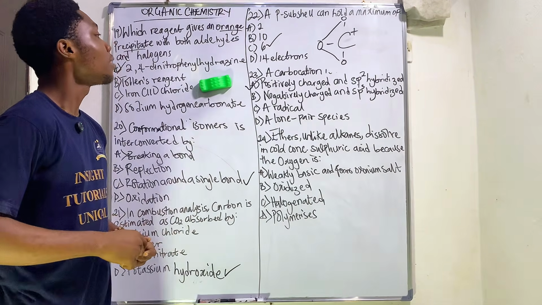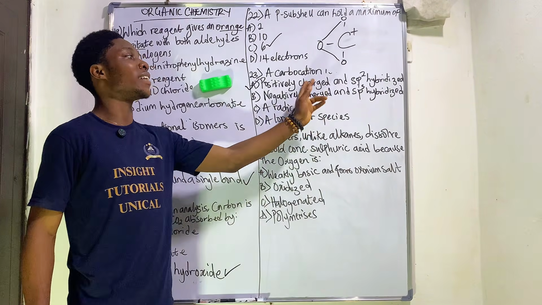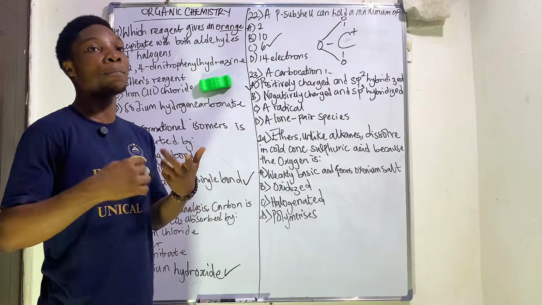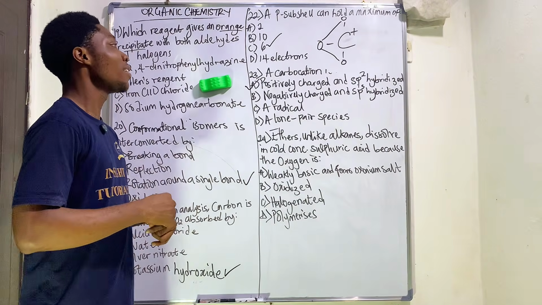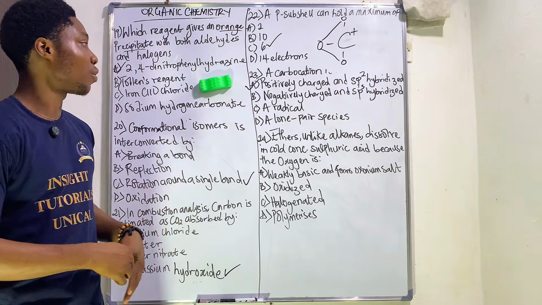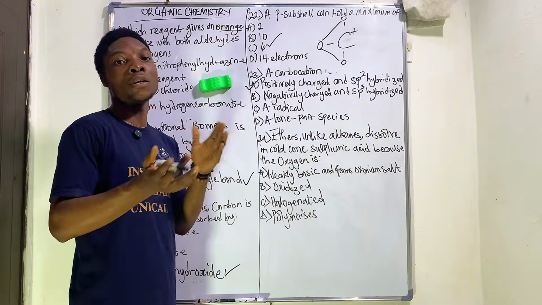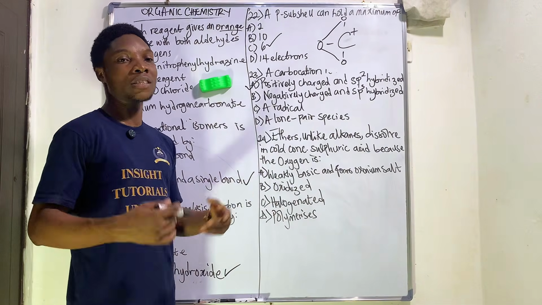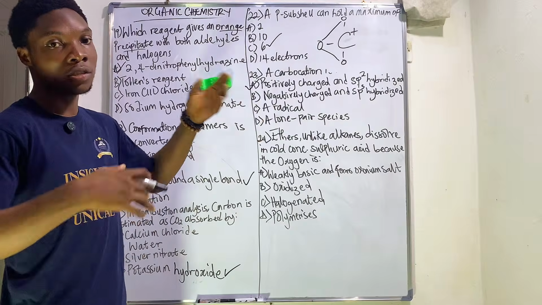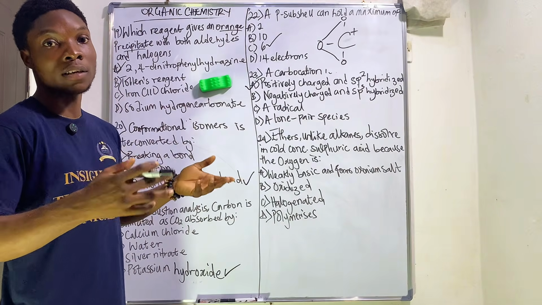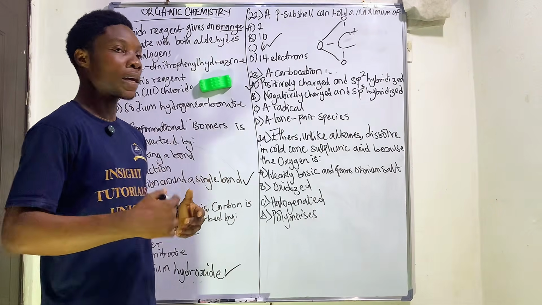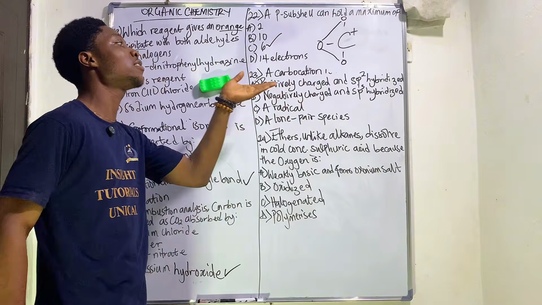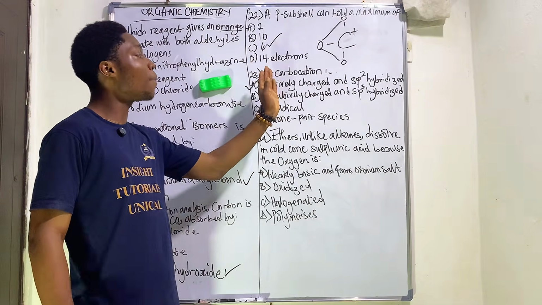That is the answer. Now, negatively charged and sp3 hybridized is a carbanion. That's a negatively charged carbon atom. A radical is basically a group of atoms that have a single charge, right? And lone pair species are electrons in an atom that are not taking part in the bonding. So that's basically what it is. The answer is positively charged and sp2 hybridized, a carbocation.